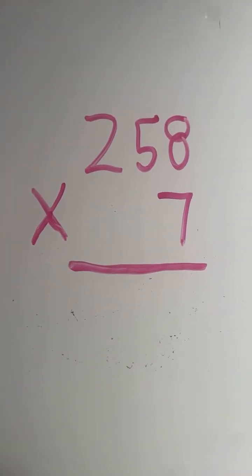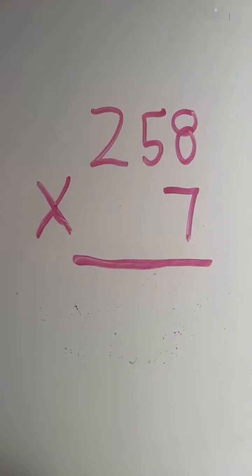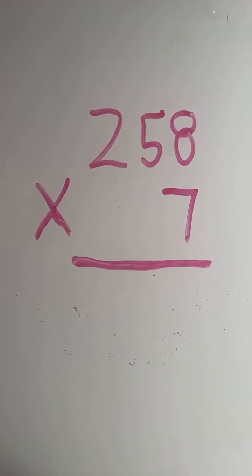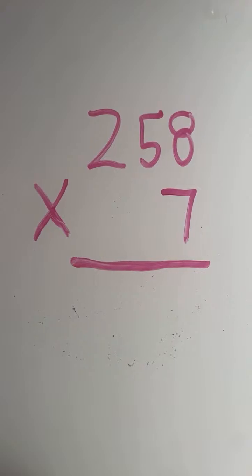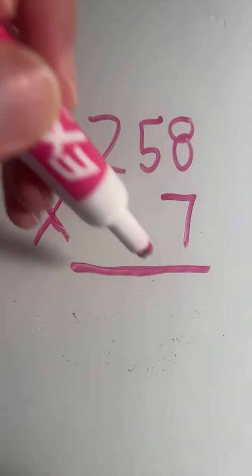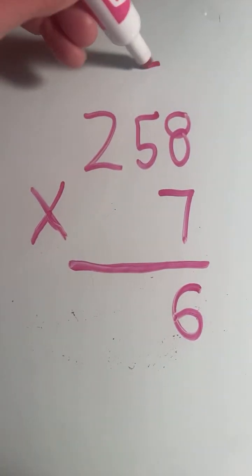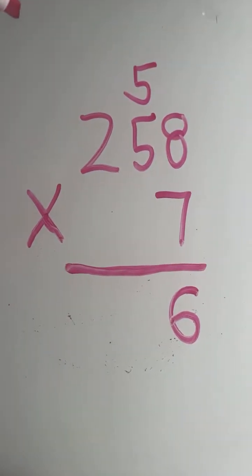So, starting in the ones place, 8 times 7 equals 56. We have to regroup because our product is more than 10. 8 times 7 equals 56, so the 6 in 56 goes in the ones place. The 5 gets carried over to the tens place.